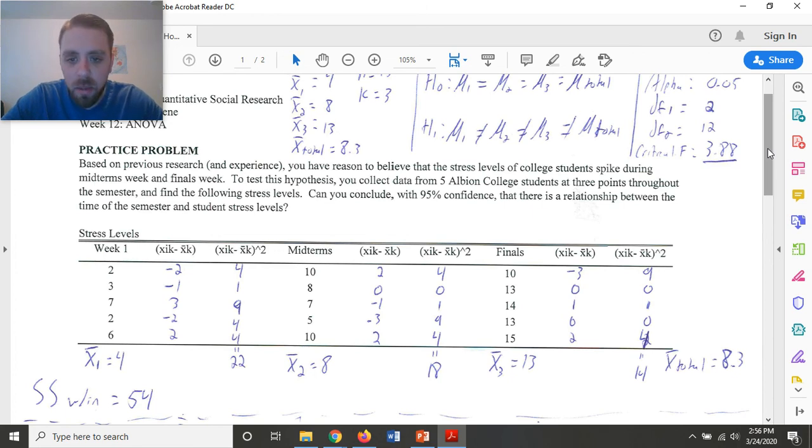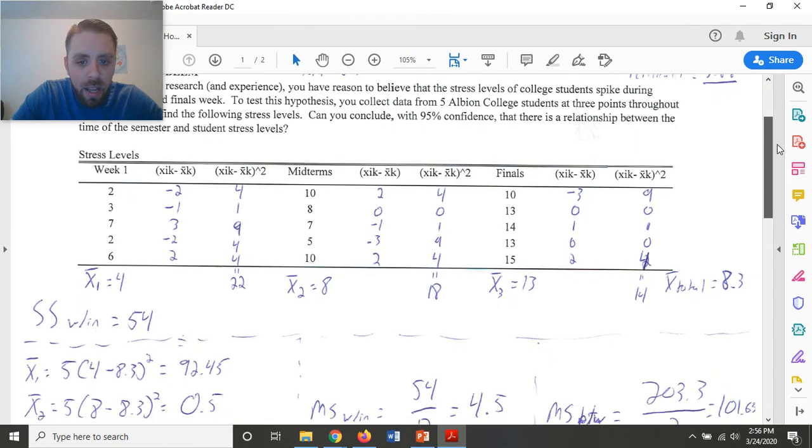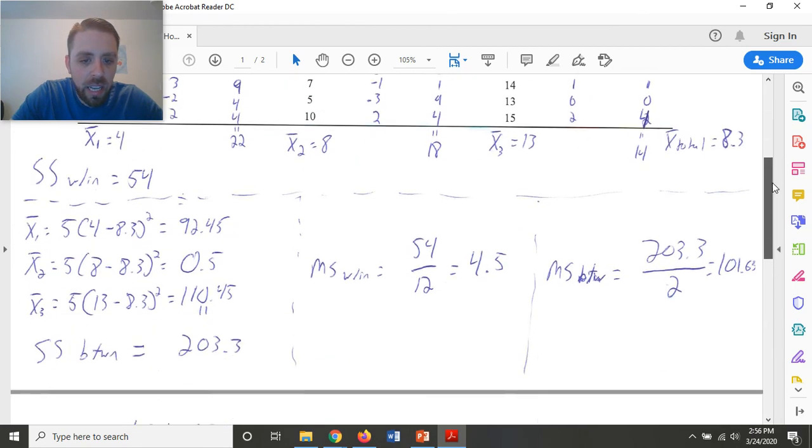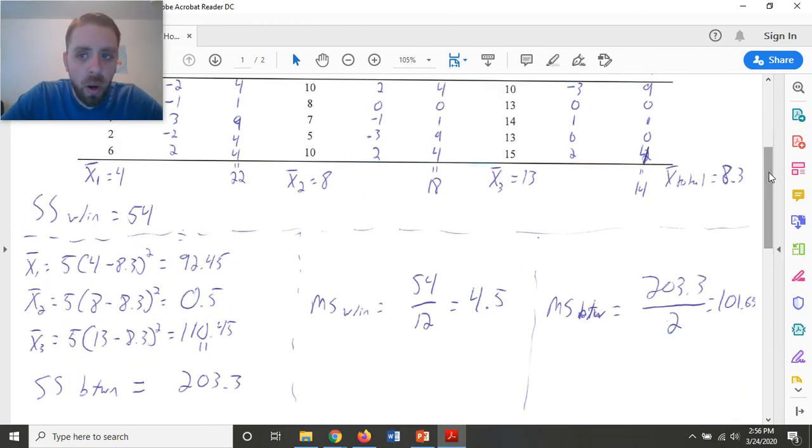I do the exact same thing using the group mean of 13 for finals week. That gave me a sum of squared deviation of 14. To get the total sum of squared deviation within all 3 groups, 22 plus 18 plus 14, or 54. You can see I have that listed here as sum of squares within the group. Okay, that right there is easily the hardest part of this.